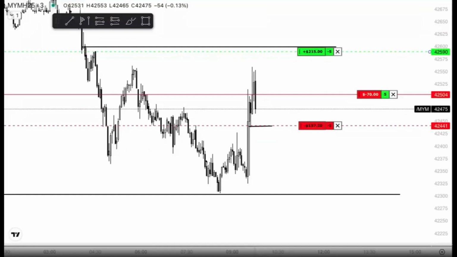So before the day started, I had some major buy side and sell side marked out. My major sell side was at 42,300, and major buy side on YM was at roughly 42,600, right? So 9:30 came in and price automatically pushed up.